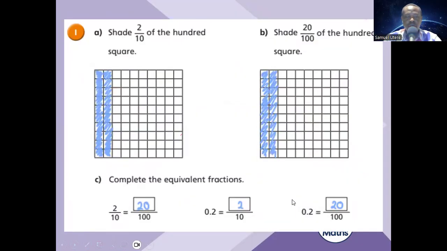Assuming you've paused the video and answered question 1, here are the answers. So to shade 2/10, 2/10 is the same thing as 20 hundredths. You shade 2 whole columns or 20 little squares. And it's the same thing as the answer for B. Here you were asked to complete the equivalent fractions. By now, you should know that 0.2 is 2/10 and 0.2 is the same thing as 20 hundredths.